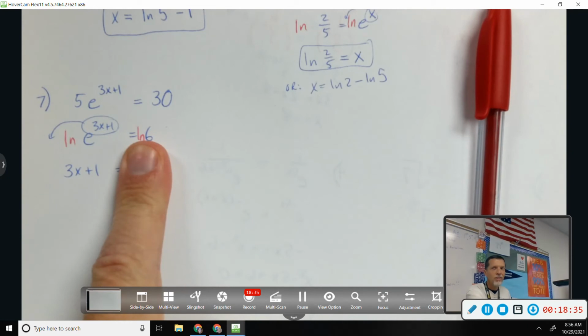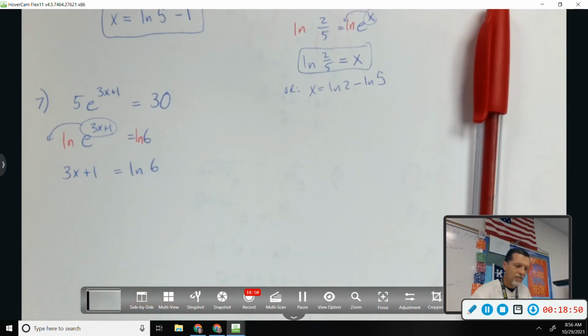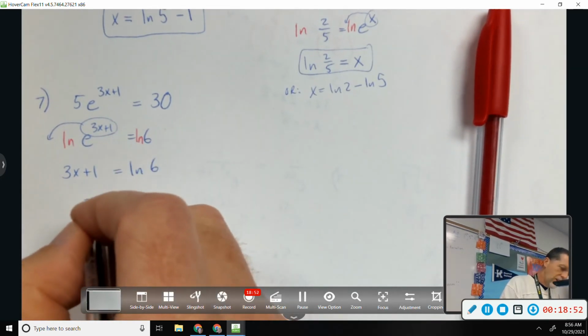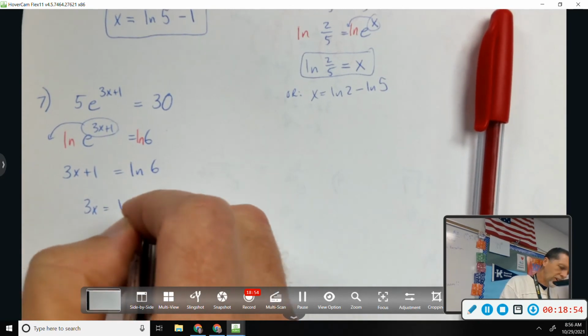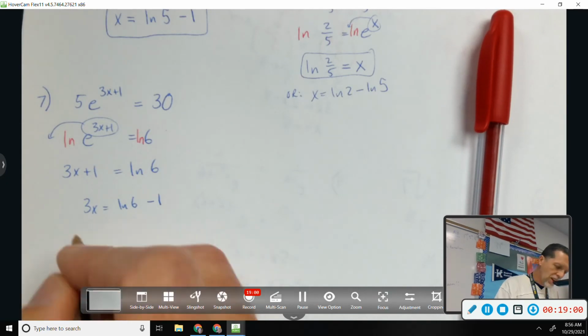What are the two things you're going to do in order to get x by itself? Subtract 1 and then divide by 3. Yeah, the right-hand side's going to start looking ugly, but we're still just getting x by itself. 3x equals natural log 6 minus 1, and then you could just put all of that over 3.